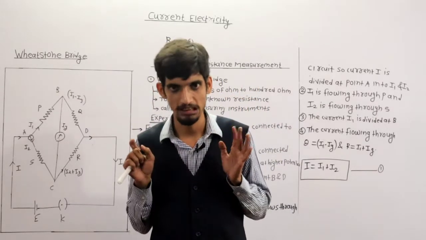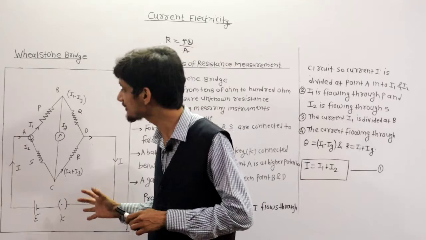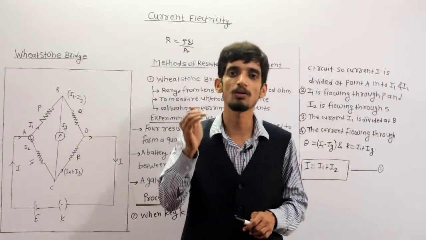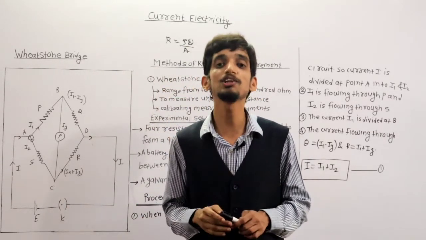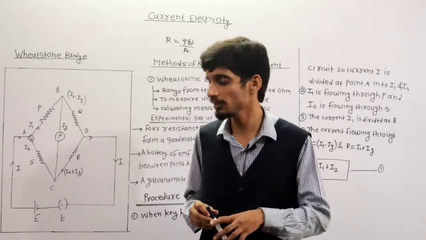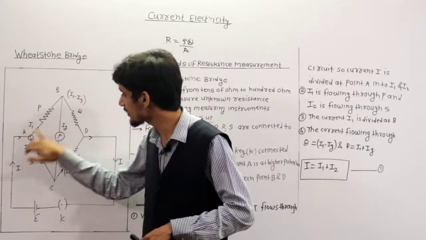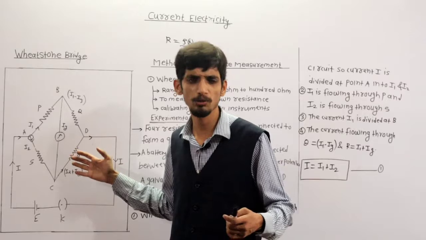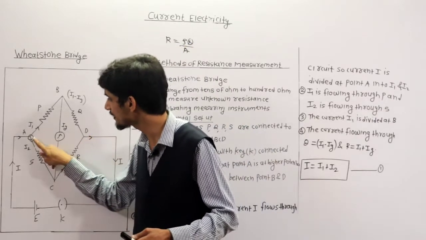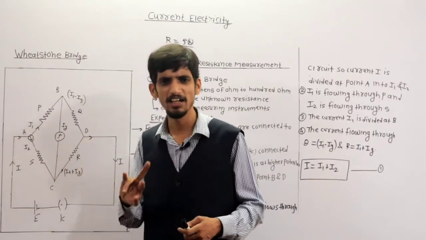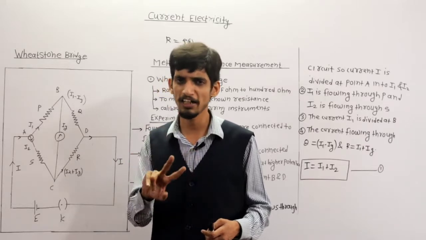Kirchhoff's current law. Clear? So this is the experimental setup of the Wheatstone bridge network, and the procedure: when I press the key, current starts flowing through the Wheatstone bridge in the circuit, and at point A the current divides into two parts, I1 and I2.